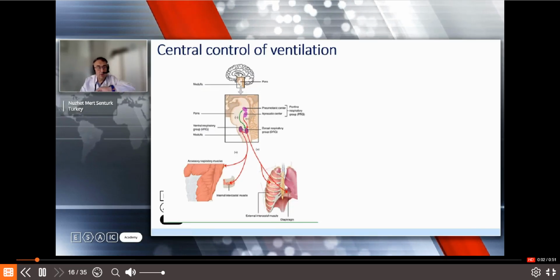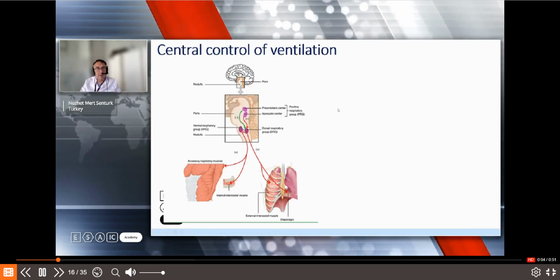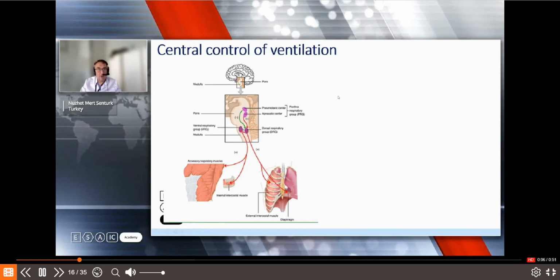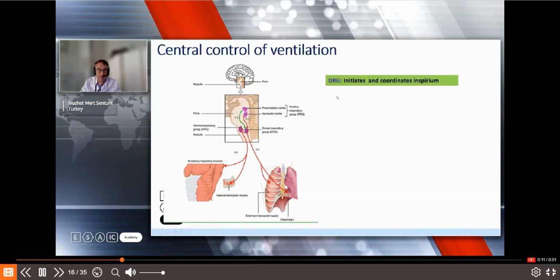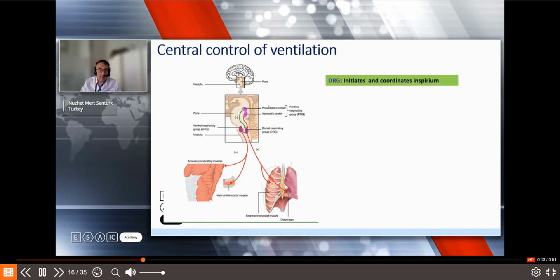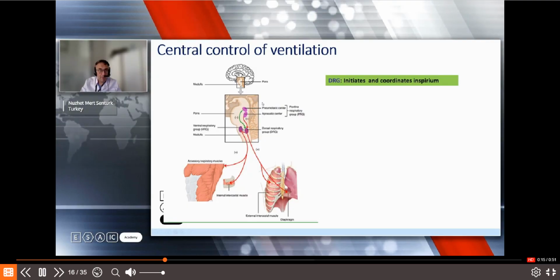Now, to switch to ventilation, we can start with the central control of ventilation. We have to know the respiratory centers, the 4 respiratory centers in the pons and medulla.